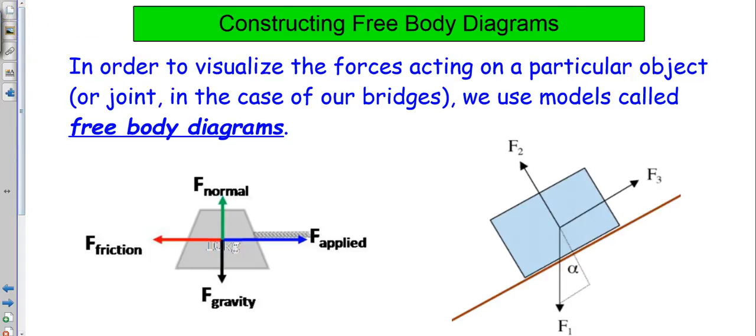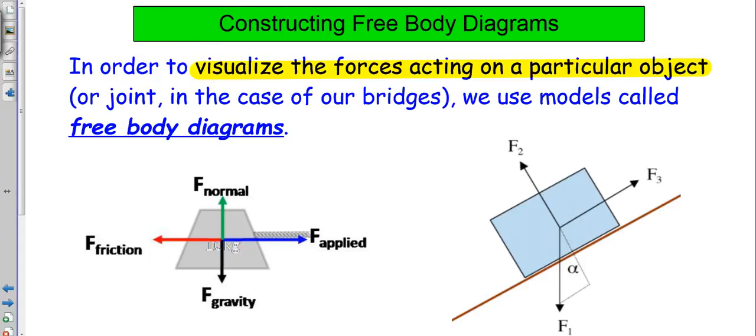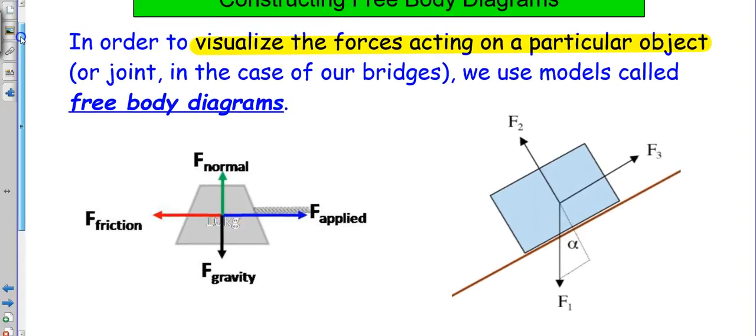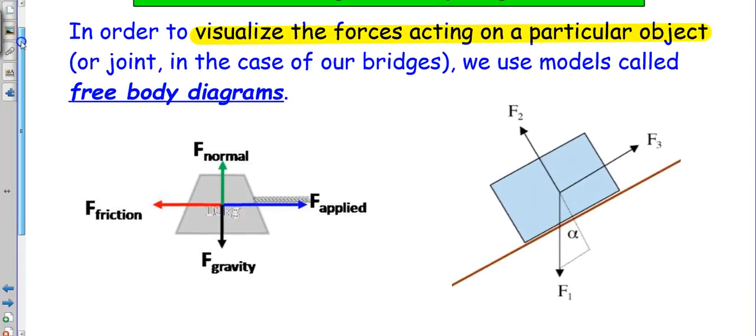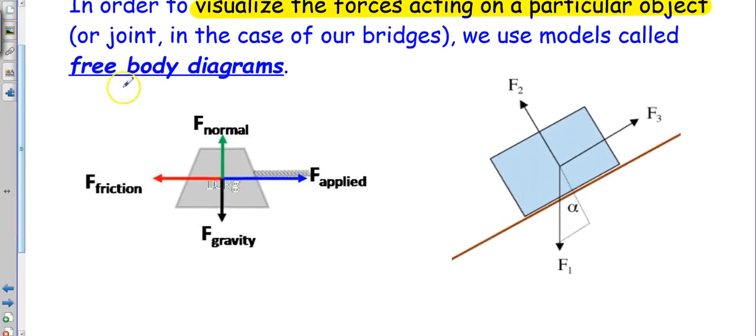Okay, so the next thing that we want to check out is constructing free body diagrams. And really, guys, these give us the ability to visualize the forces acting on a particular object. This is how we construct things in order to create a visual of what's going on, so that we can then use our math to solve for particular forces. These are called free body diagrams. You can see a couple of examples there.